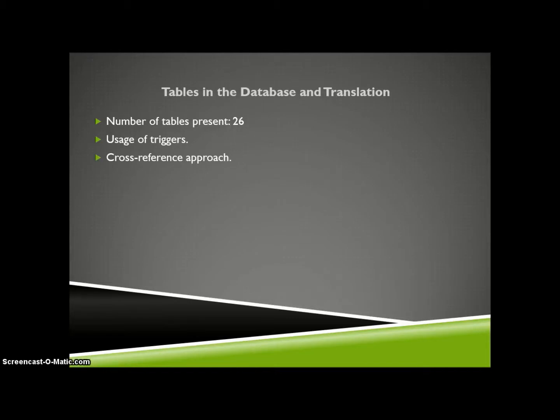Here using the cross-reference approach we have represented our ER diagram by a collection of tables. The number of tables present here is 26. For example, entity user is represented by the table user details and all its attributes such as email, first name, last name are the columns email, fname, lname respectively of the table user details.